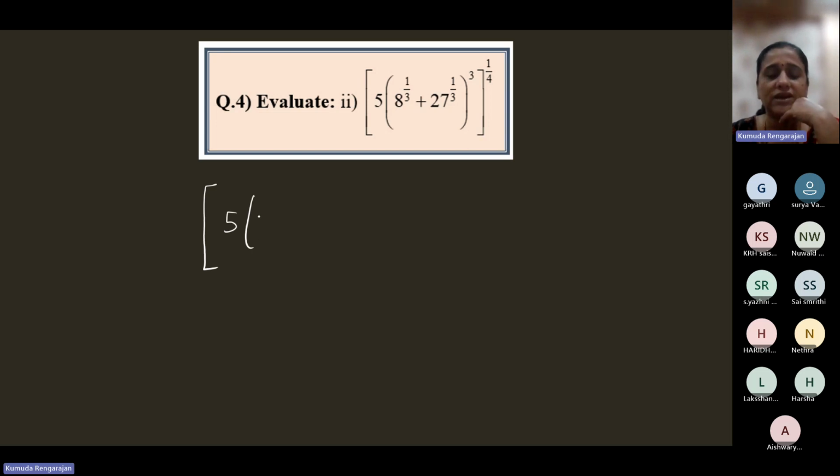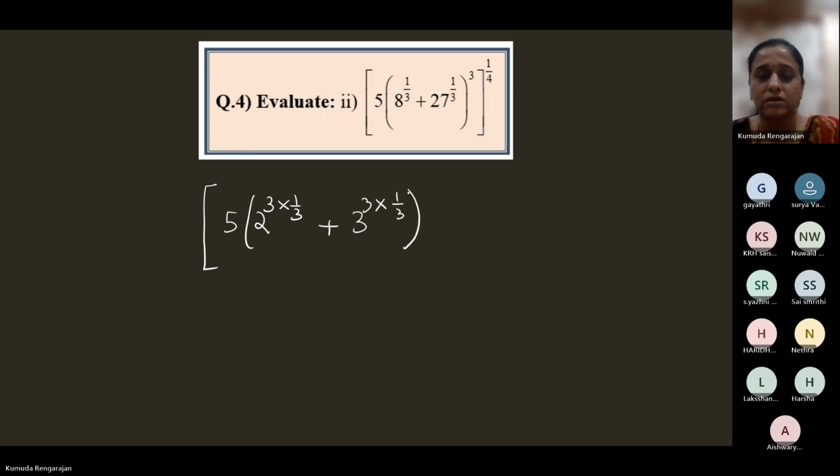Yeah, what is 8? Can we write this as 2 cubed? And there's already that power 1 by 3. So into 1 by 3, plus 27 is what? There's already the power 1 by 3. The whole raised to the power 3, the whole raised to the power 1 by 4. So 3 and 3 get cancelled.